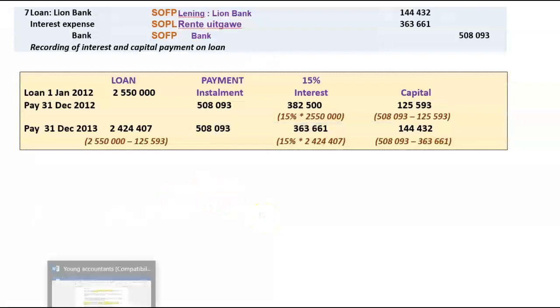Great. Please have a look at this. Make sure you understand the amortization table and make sure that you can do the split and that you can do the journal entries associated with that.